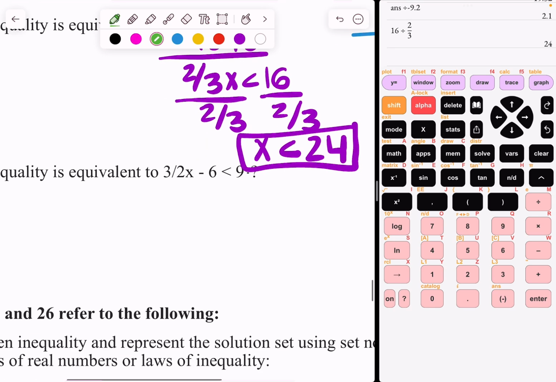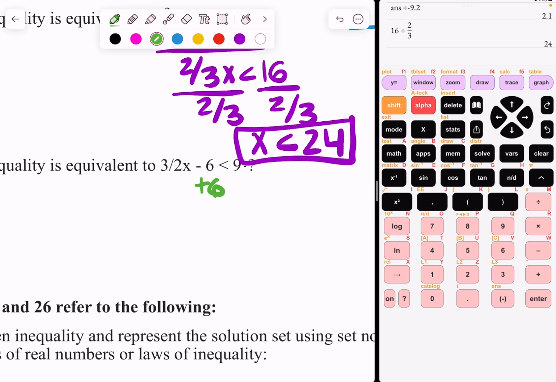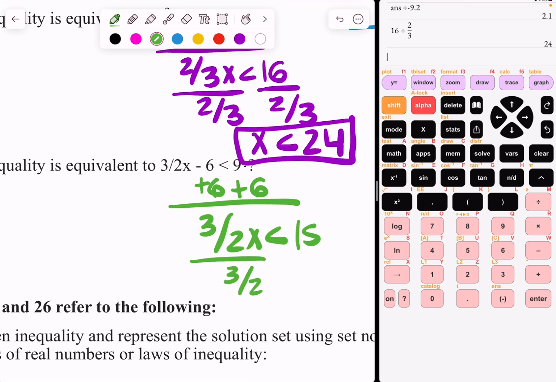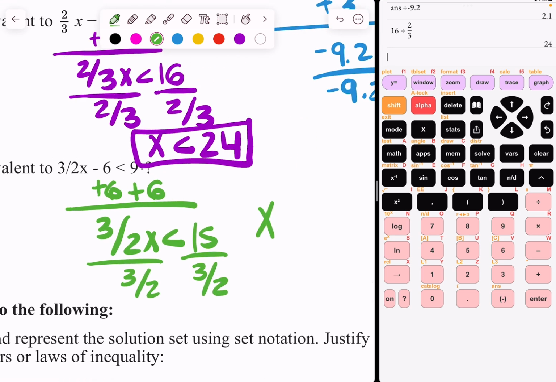And let's look at the next one. Add 6 to both sides. We get 3 over 2x is less than 15. Divide by 3 over 2. We get x. We do not need to flip our inequality symbol since the numbers that we were dividing by were not negative. And we got positive 10.